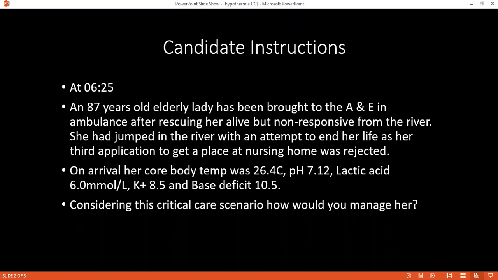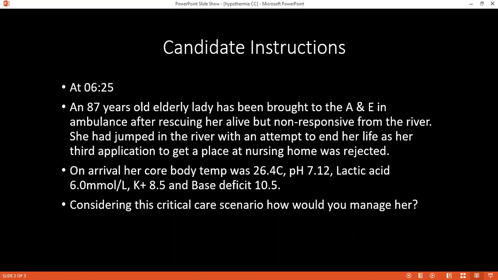Right, so if you have read and understood this critical care scenario, kindly tell me, how would you manage this patient now? Yes, I would manage this patient according to the protocol following the ABCD approach. I will initially assess the airway.